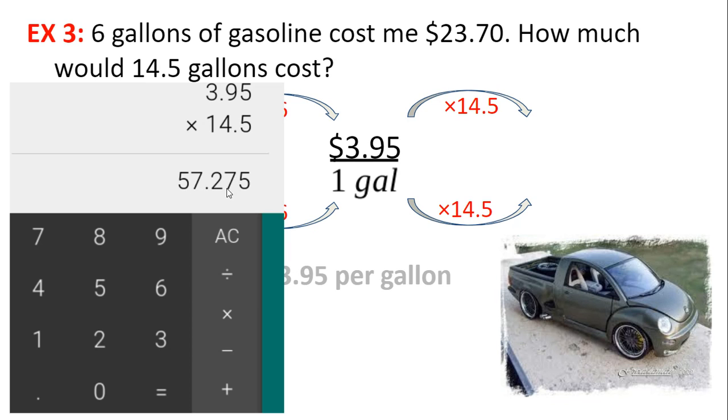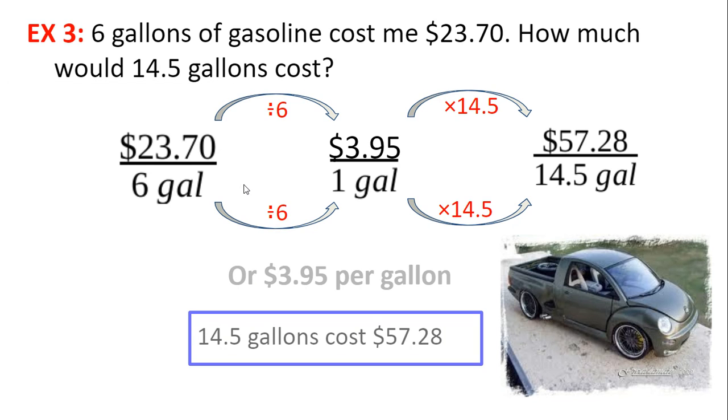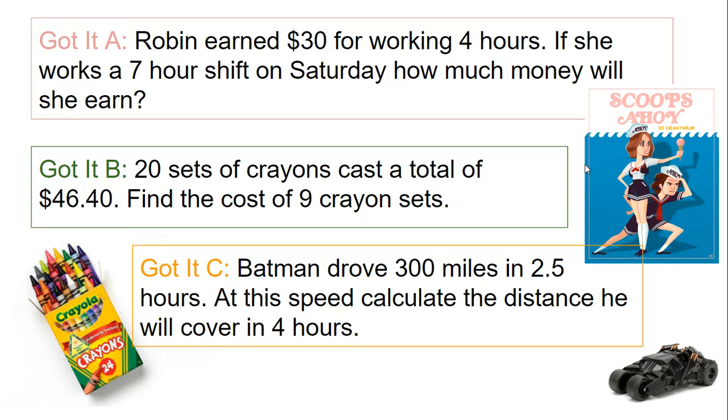So $57.27, but then I have a 5, which makes me round up. So $57.28 for me to fill up my cool buggy truck. So again, I wrote the ratio, found the unit rate, and then used the unit rate and multiplication to solve my problem.